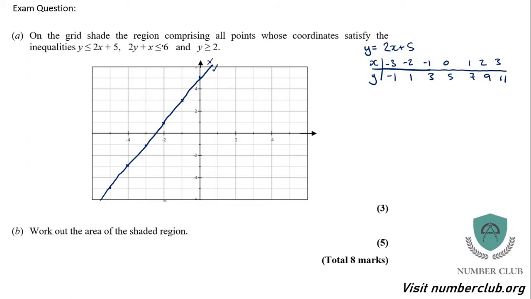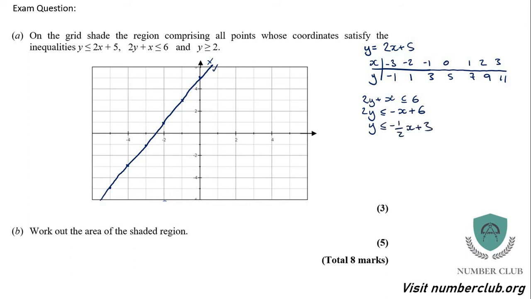Next here, people find these ones a little bit difficult, but the way to deal with this is dead easy. Just make y the subject. It will make it a lot easier to deal with. So if you've got 2y plus x is less than or equal to 6, 2y is less than or equal to -x plus 6, y is going to be less than or equal to -1/2 x plus 3.